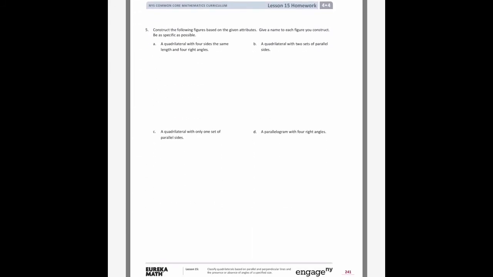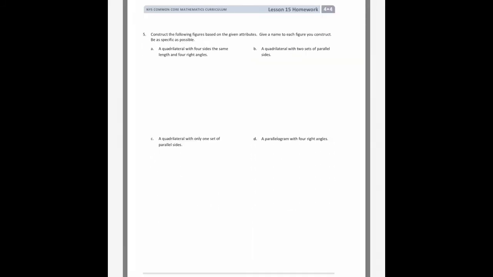Alright, moving on. Number 5. Construct the following figures based on the given attributes. Give a name to each figure you construct. Be as specific as possible. So I'm going to follow the directions and see what we make. So A says a quadrilateral with 4 sides the same length and 4 right angles. Well, if all 4 are the same length and they have 4 right angles, my only option is going to be a square, because now this is a terrible square, but best I can do right now. All 4 sides are equal and it has 4 right angles, so a square.